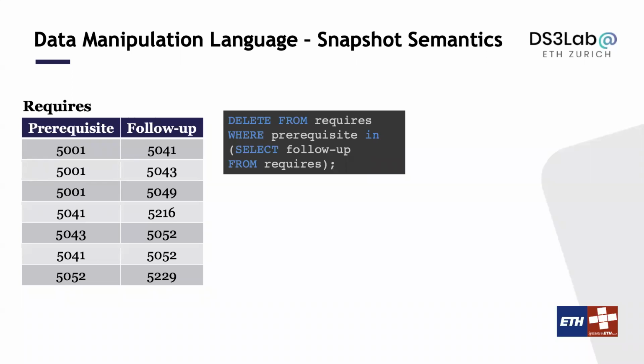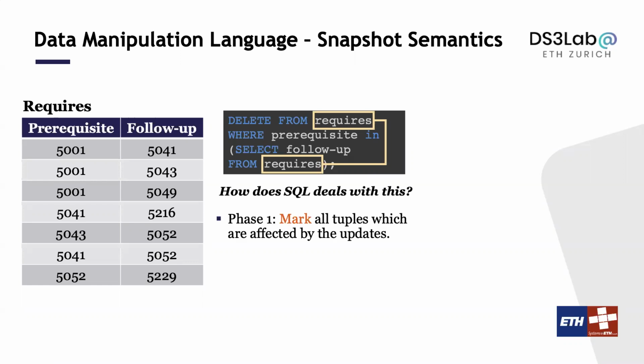This query gets tricky because, as you can see, I'm deleting from this relation, but I'm also using this relation inside my condition. When you run this query, what is the semantic? What is the database trying to achieve for you? In this case, the database decomposes this into two different phases.